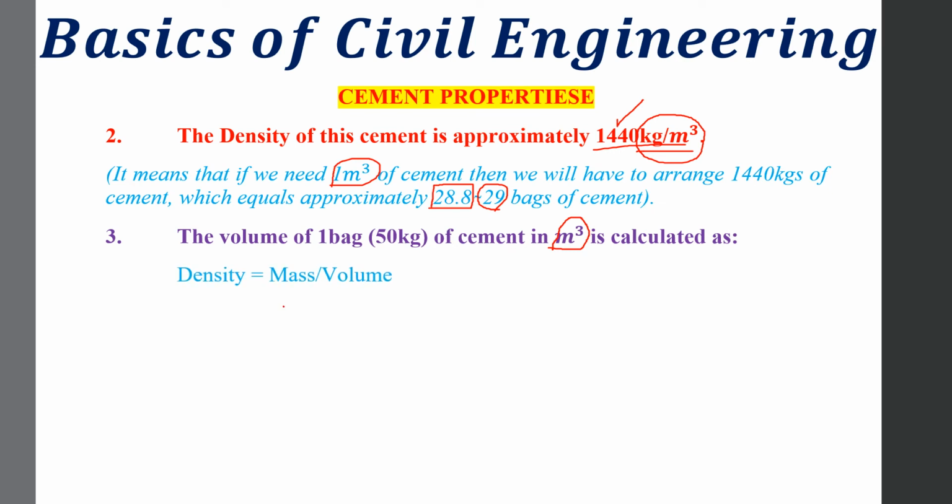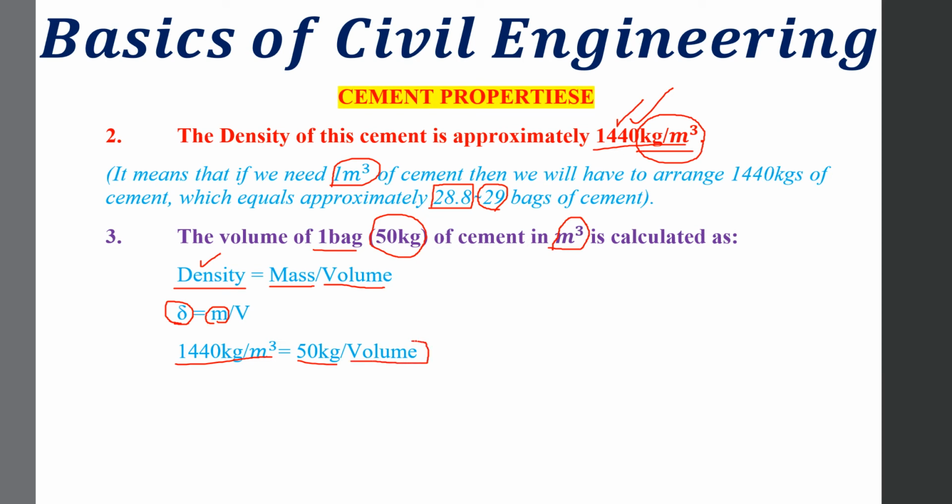As all of us know, density is equal to mass over volume. Mass, when divided by volume, gives us the density. This is not unit weight, this is density. Simply, if we show them by symbols, density is represented by rho, mass by small m, and volume by capital V. The density of cement in kg per meter cube is this one, 1440 kg per meter cube. Mass of one bag of cement, because we are calculating the volume of one bag, so we will put the mass of one bag of cement, that is 50 kg. And we want to know the volume of one bag.